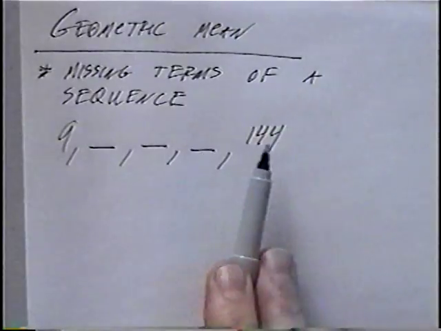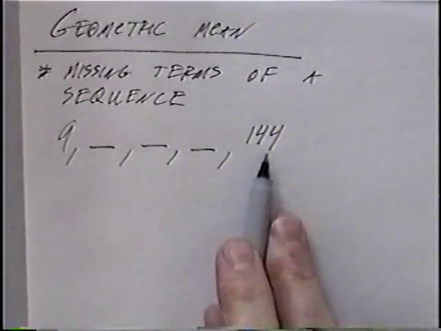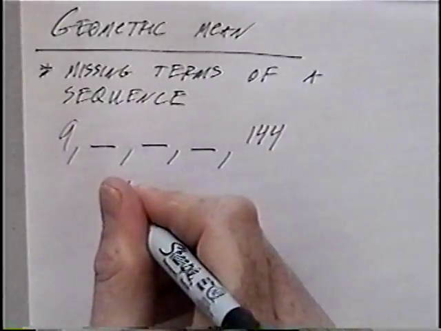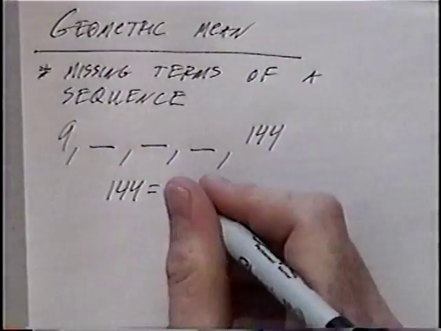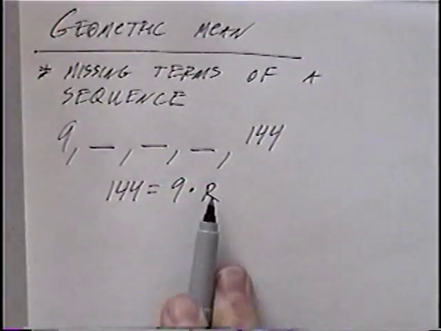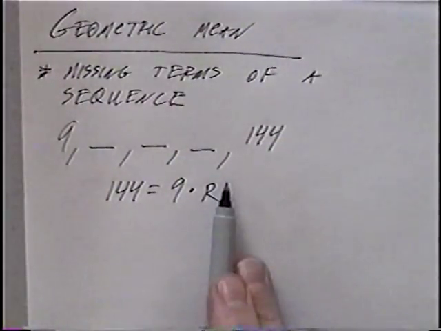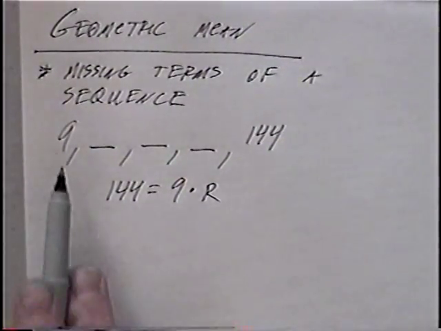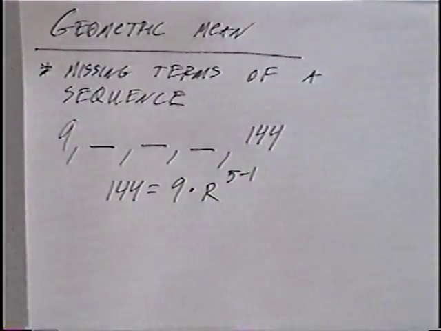Three missing numbers, so the fifth number or last number would be 144. Using the formula for geometric, the last number, a sub n, which is 144, equals a sub 1, the first number, which is 9, times the rate. We don't know what the rate is because we don't know what the second number is. And the exponent is n minus 1. We do know there's 5 numbers, so it would be 5 minus 1.